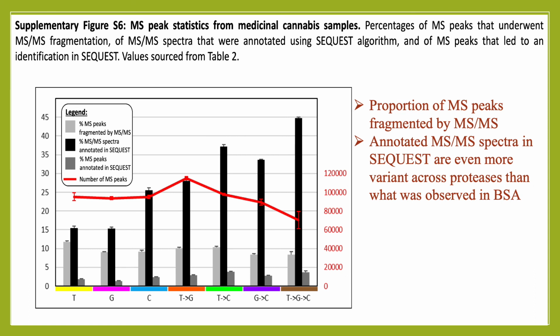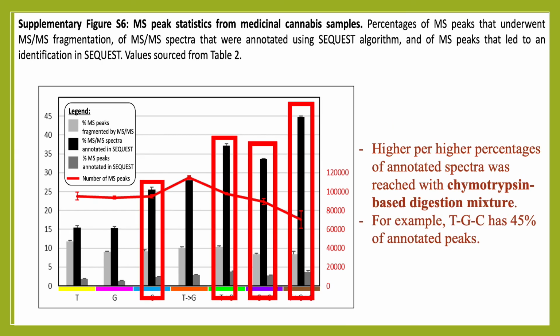Here in this graph, the proportion of MS peaks fragmented by MS-MS events, illustrated in light gray bars, is fairly constant across all digests. But annotated MS-MS spectra in sequence, illustrated in black, are even more variable than in the case of BSA. Another thing we can notice is that digestion mixtures with chymotrypsin alone or in combination provide higher percentages of annotated spectra. For example, the DGC mixture had 45% of MS-MS spectra annotated.